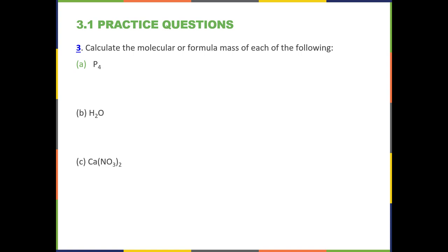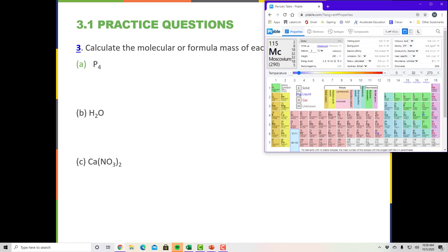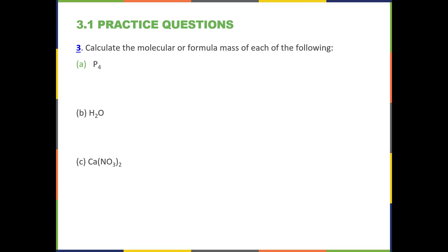You add up the mass of each atom in the formula, and that's either the molecular or formula mass, depending on the type of compound that you have. All right, so let's look at this first one. P4, so there's four phosphorus atoms. So let's bring up a periodic table here. Here's phosphorus. It has an atomic mass of 30.974.